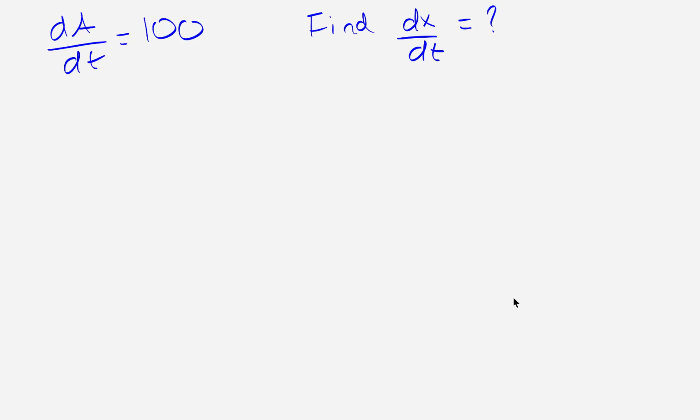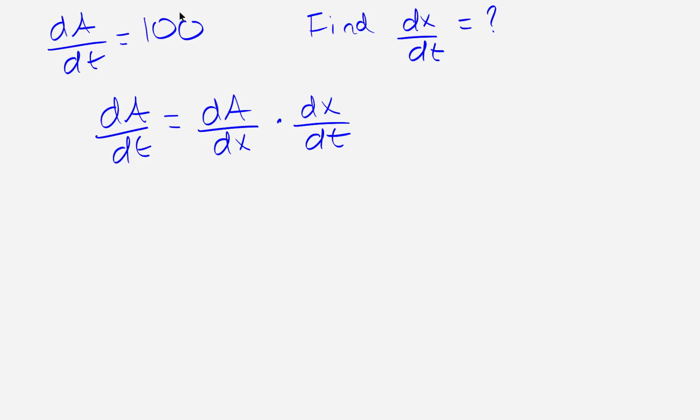Now in this particular situation, the area of the square depends on the side length, of course. The bigger the side, the bigger the area. So the area is a function of side length. Therefore, using my chain rule, dA/dt is dA/dx times dx/dt. Now what you have to realize here, guys, is I'm looking for dx/dt. I have my dA/dt, and I will have my dA/dx. So what about this dA/dx?